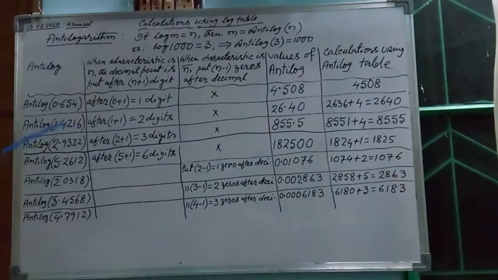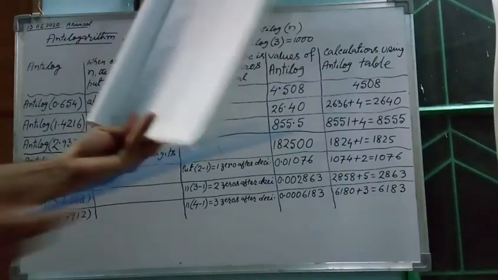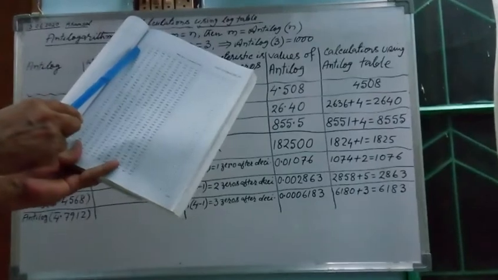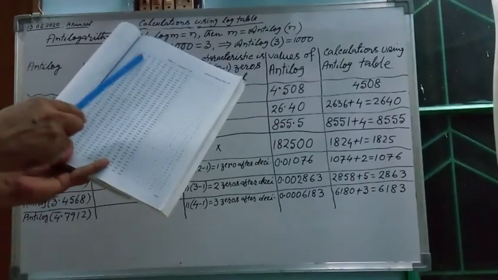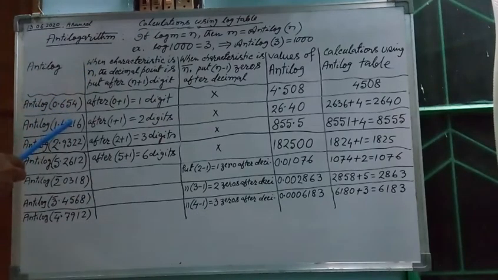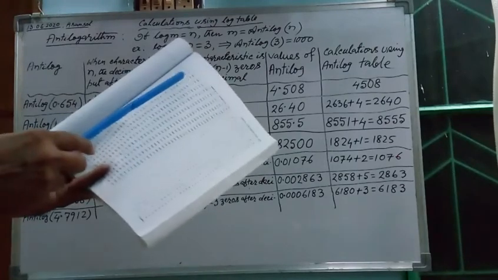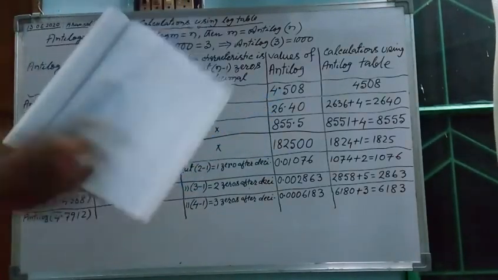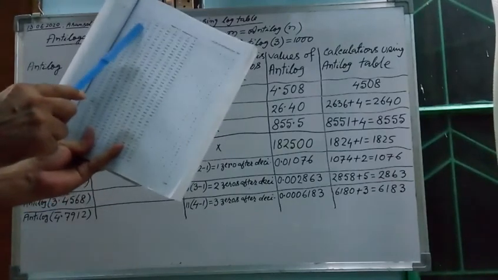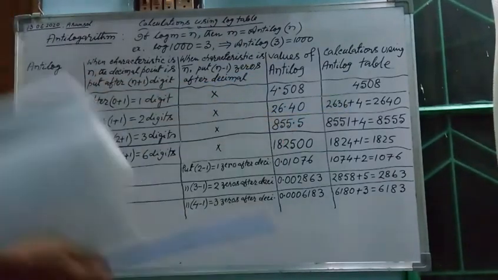1.4216. We have to look into 0.42. Where is 0.42 in the anti-log table? This is the anti-log table and 0.42 is here. Move along the same row and see the value under column 1, that is headed by 1. What is the value under column 1? That is 2636.